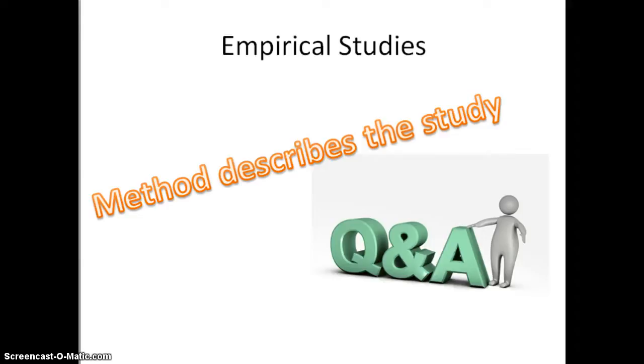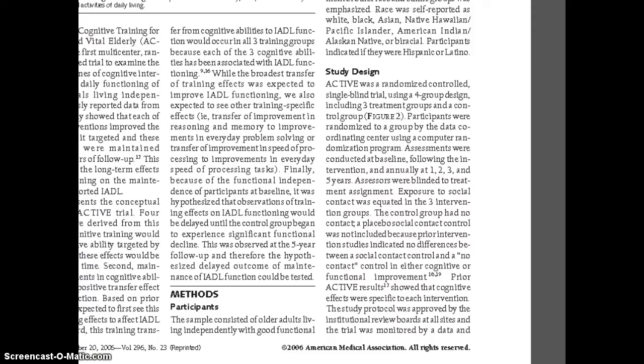But for here, an empirical study has a method section that will describe the study. It will tell them what they're going to do. And as the little picture indicates here, there's often a question that you're trying to get an answer to. In this study, for example, here we see the method section, and here we have the study design. So they're going to describe what they did.